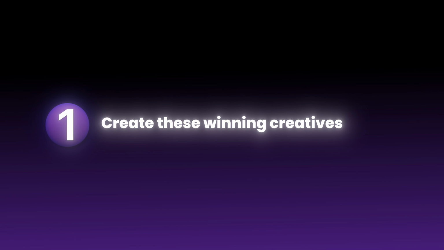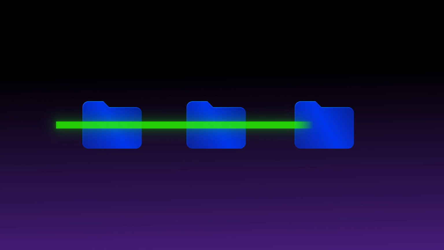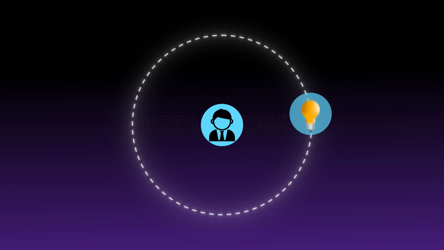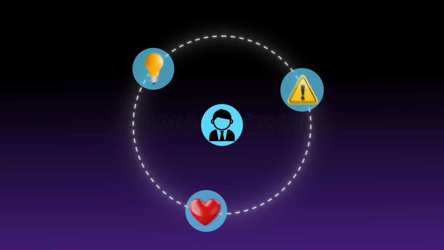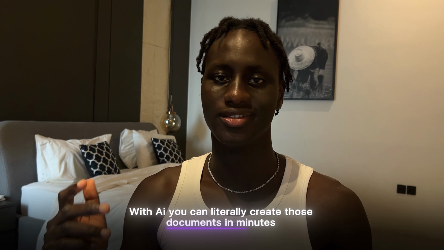So the first thing you need to create these winning creatives is having your customer documents locked down. These are documents that completely break down the customer's beliefs, problems and desires. Now in the past this would take hours to collect all the relevant data, but with AI you can literally create those documents in minutes. So we are going to create 3 documents: the deep research doc, the after document and the necessary beliefs document.